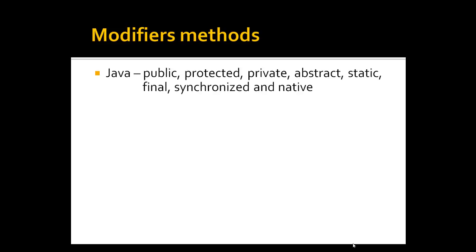Method modifiers. Java provides a mechanism for access control to prevent the users of a package or class from depending on unnecessary details of the implementation of that package or class. In a method declaration, only the following modifiers can occur: public, protected, private, abstract, static, final, synchronized, and native.